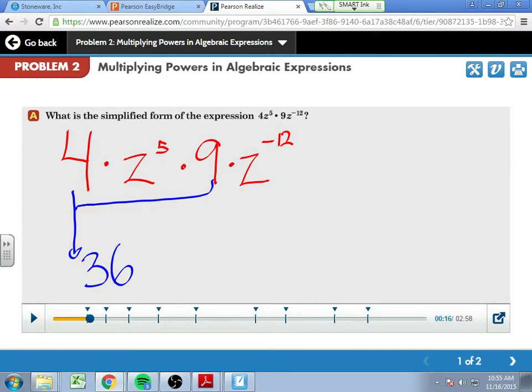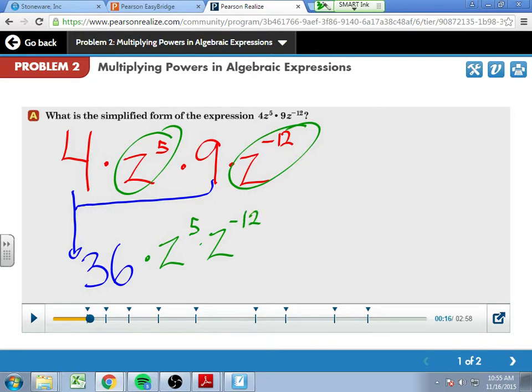And we get 36. Then you put them in parentheses and then you do times, which ends up being 36 z to the negative 7.